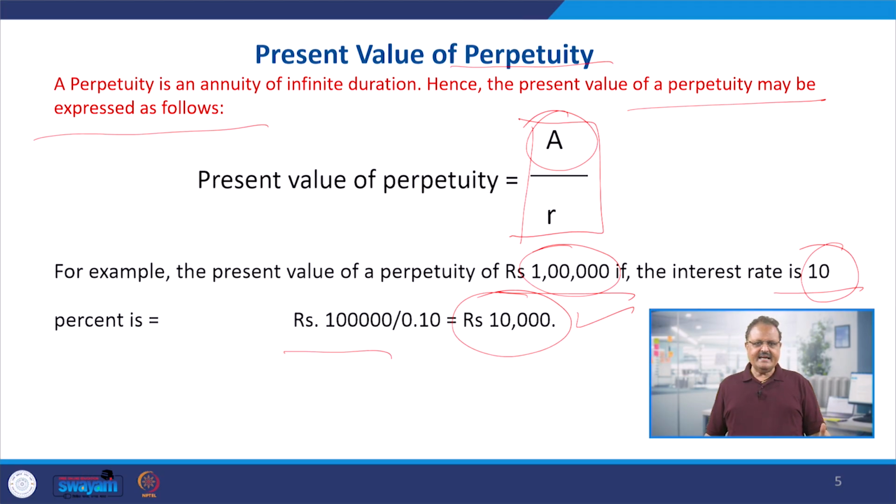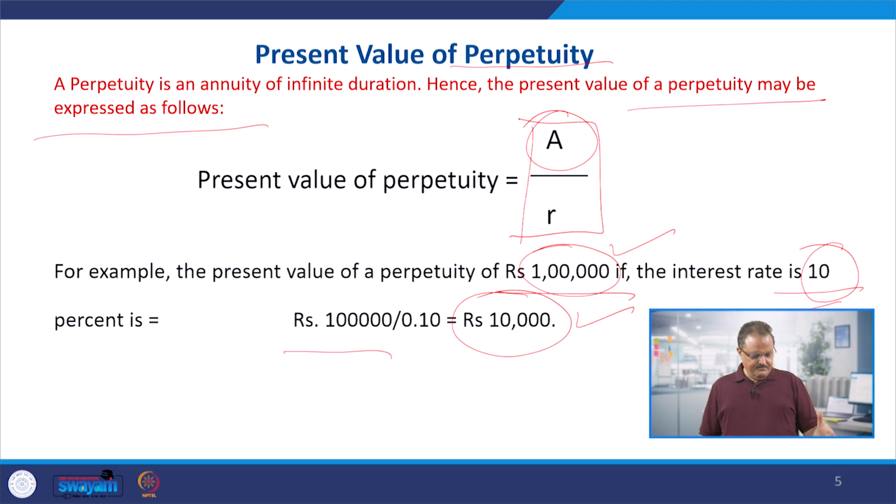So any cash flow, right, a perpetuity is what? An annuity of infinite duration. Any cash flow being received or paid for an infinite duration is called a perpetuity. For example, you have made an investment either in some fund or in some project, anywhere you have invested 1 lakh rupees, and you are promised that every year you will get a return at the rate of 10%. That's the rate of interest.